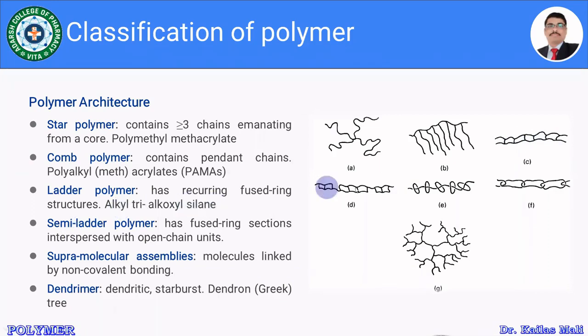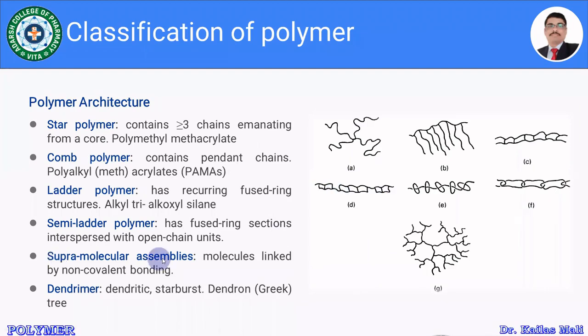Then semi-ladder polymer. So this is the semi-ladder polymer, which has fused ring sections interposed with open chain units. So these are the open chain units which are present on the polymer. Then it is said to be the semi-ladder polymer.